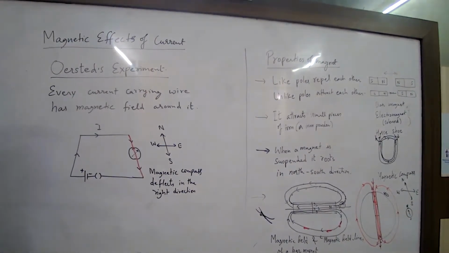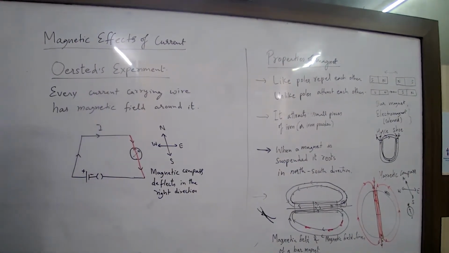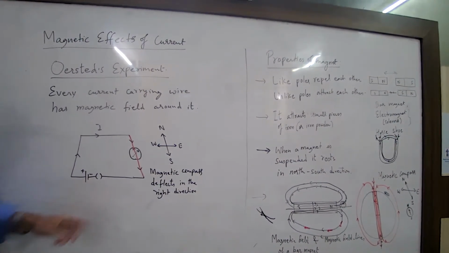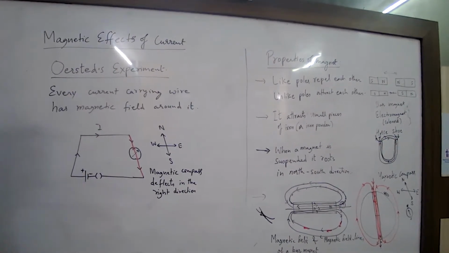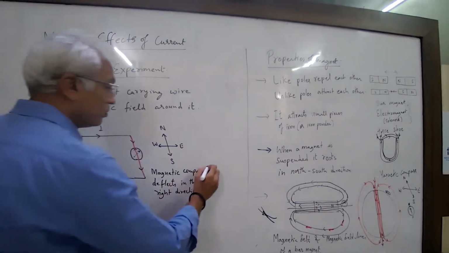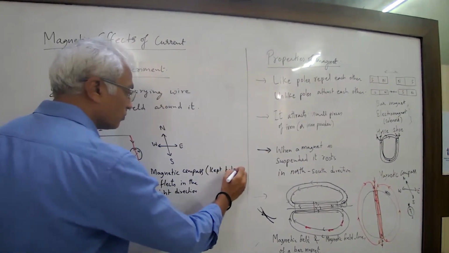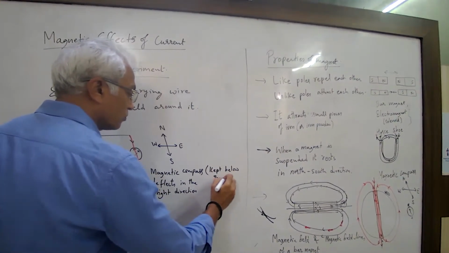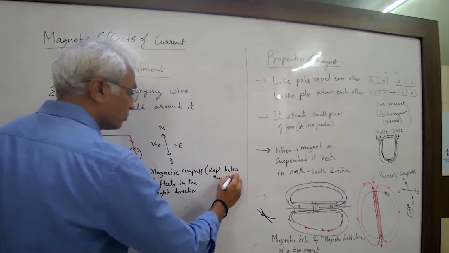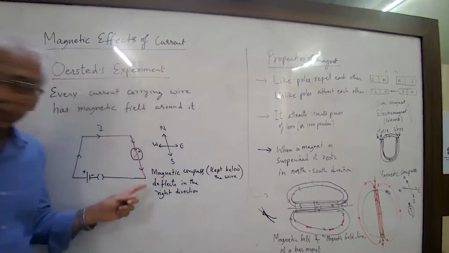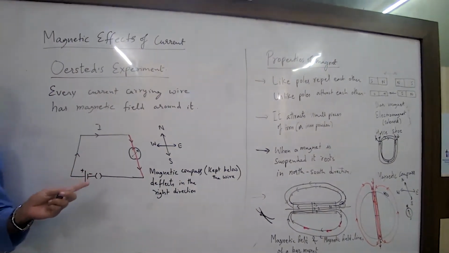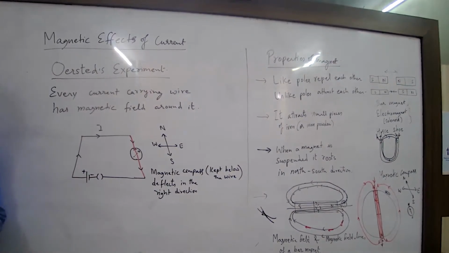The magnetic compass deflects in the right direction in this situation. Where is the magnetic compass kept? Below the wire. Then it deflects in the right direction.